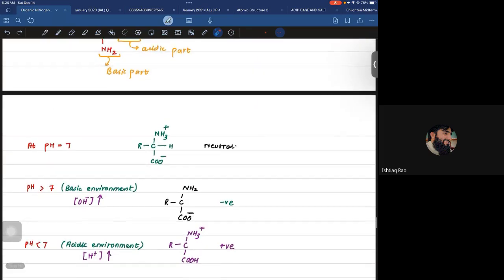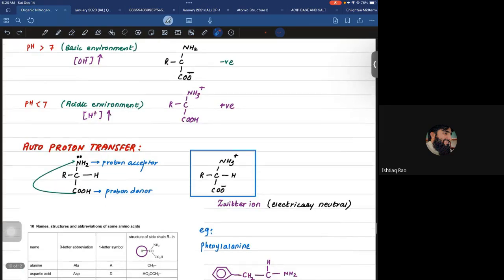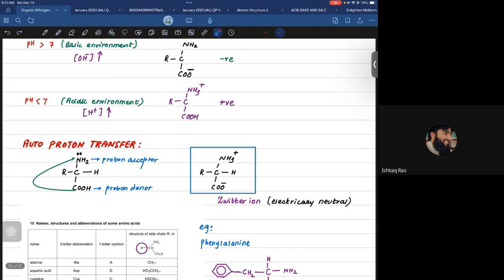So if the pH is 7, which is the neutral pH, this is the structure for amino acid. अमीनो एसिड में ऑटो प्रोटॉन ट्रांसफर होता है. It's auto transfer. I am not responsible, you are not responsible, the condition is not responsible, the environment is not responsible. It auto dissociates, like you can say, it transfers the proton in its solution.